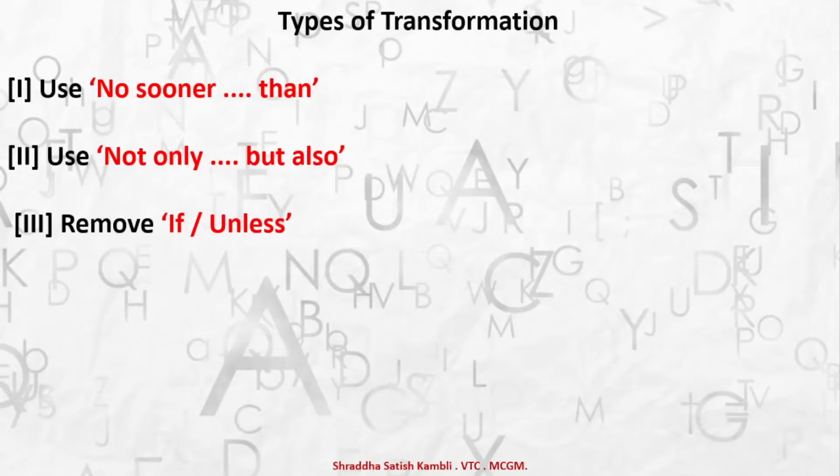Then you can remove "if" and "unless". If there is "unless" in the sentence, you remove it and use some other word in its place, and it becomes transformation of sentences. Sometimes you remove the word "to" also. When there is a "to" in the sentence, you do away with the "to".